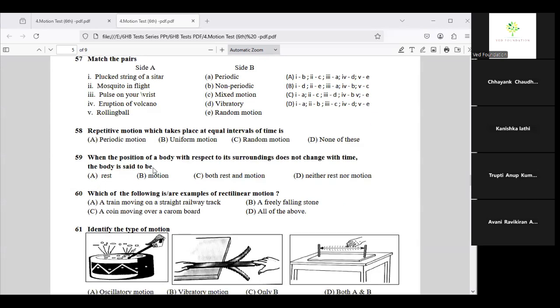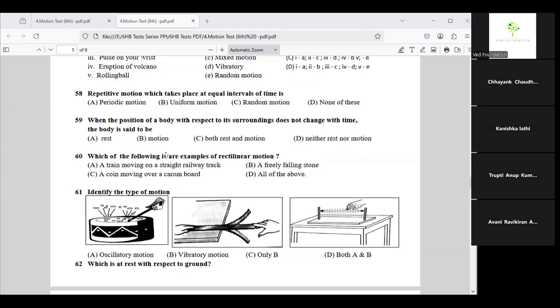59. When the position of a body with respect to its surrounding does not change with time, the body is said to be in. And options are rest, motion, both rest and motion, neither rest nor motion. And correct answer is option A. When the position of a body does not change with respect to surrounding, then the body is said to be in state of rest.